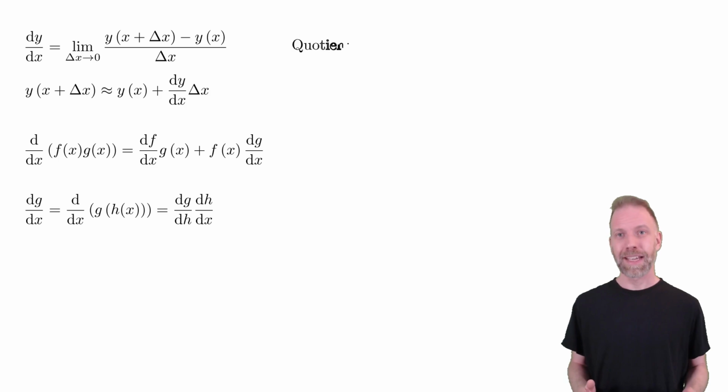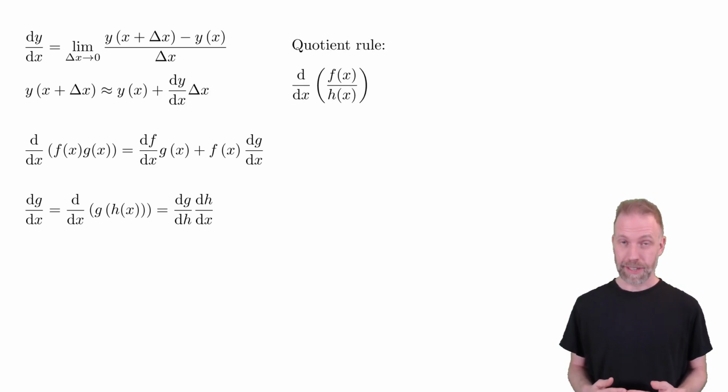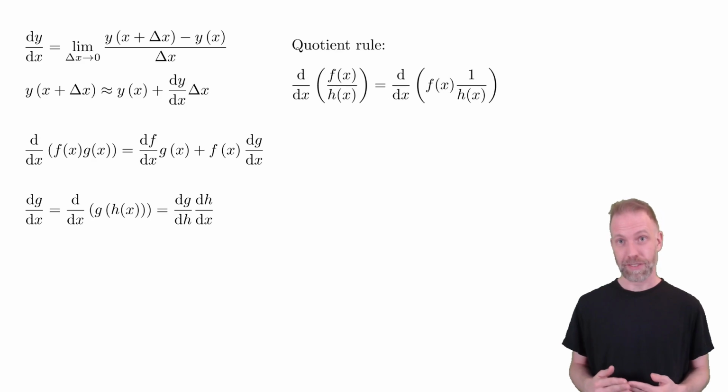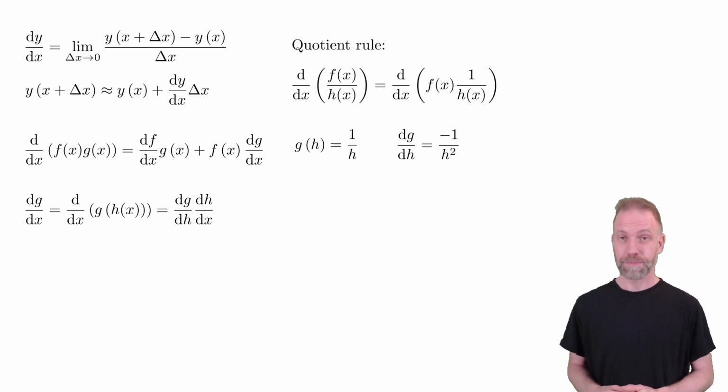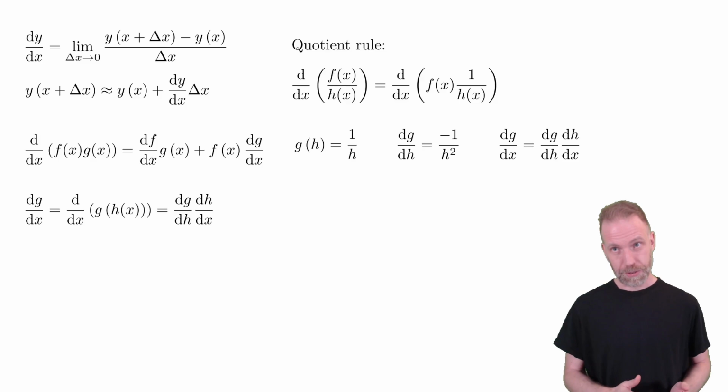For completeness, I will also mention the quotient rule, which is the derivative of f of x over h of x. Start by rewriting it as the derivative of f of x times 1 over h of x. Now we can introduce a new function, g of h, as 1 over h. Its derivative with respect to h will be minus 1 over h squared. If we want the derivative of g with respect to x, we can use the chain rule.